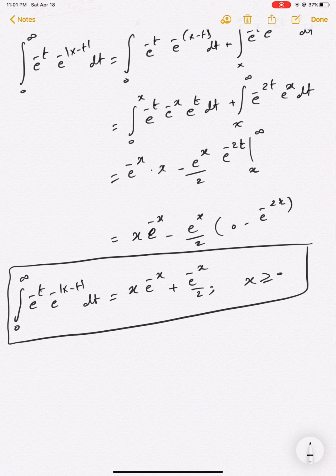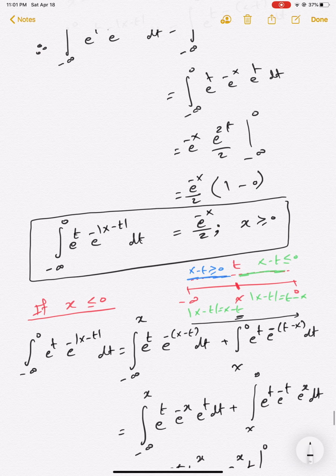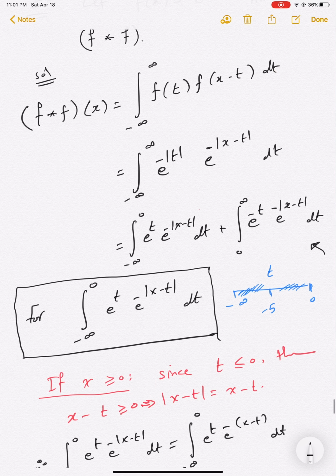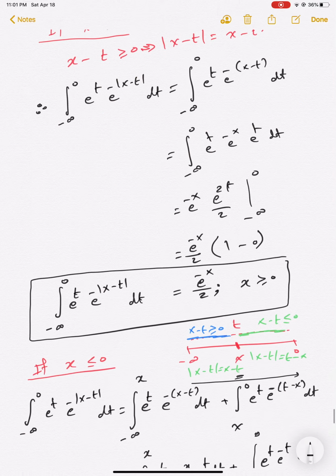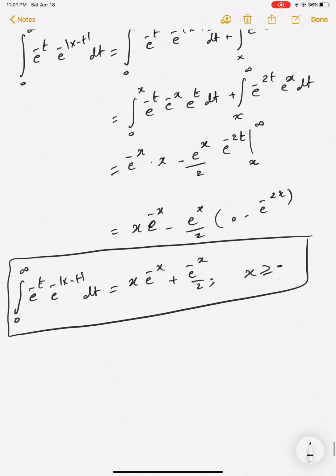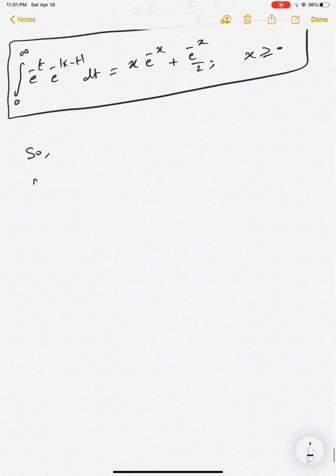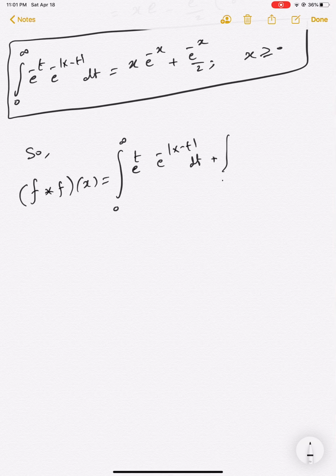Okay, so now we've done all the computations needed for this integral for the convolution, but now we need to add the 4 cases we have. Remember the convolution. So now I'm going to write it this way. The convolution of the function with itself, what is it? It's the integral from 0 to infinity, e to the t, e to the minus absolute value x minus t dt, plus from negative infinity to 0, plus from 0 to infinity, e to the negative t, e to the minus absolute x minus t dt.